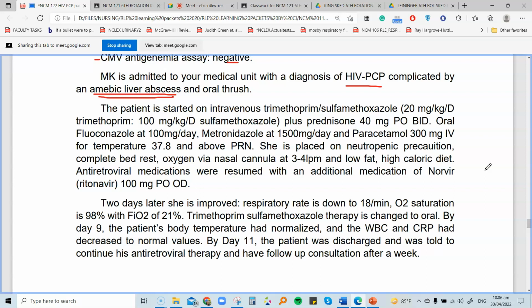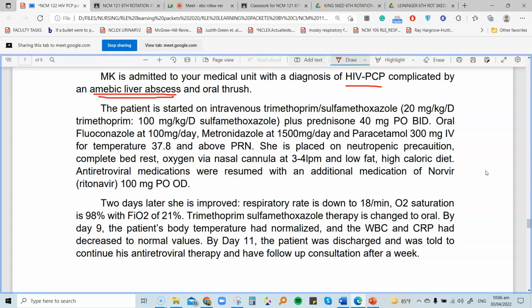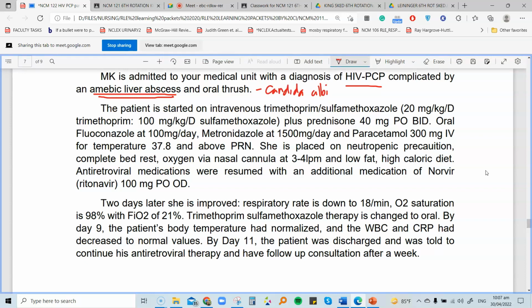Your oral thrush is actually a condition caused by your Candida albicans. That was answered by Ms. Bocasas earlier. Yan. Candida albicans. So, imagine guys, you are an immunocompromised HIV patient.